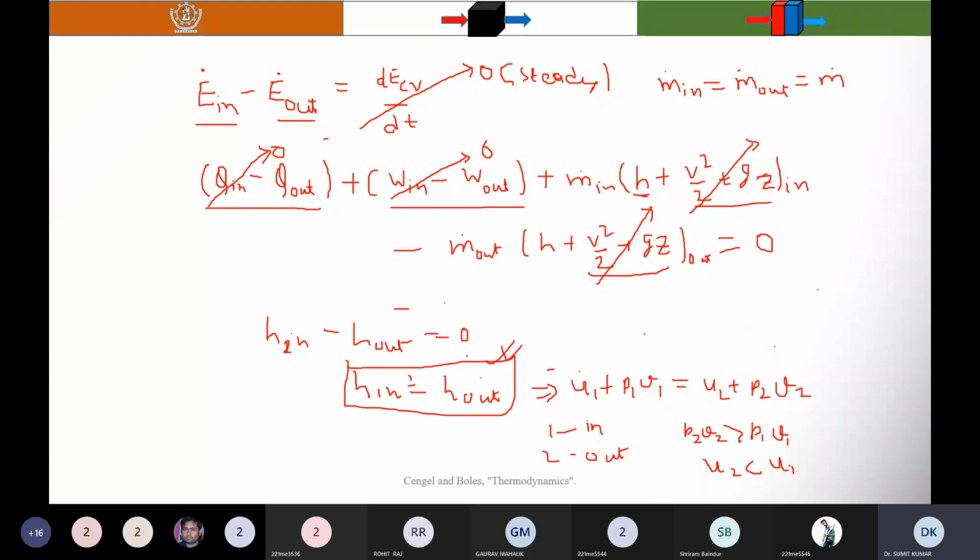You can see that in the case of flow energy, if the flow energy increases during the process, meaning P2 V2 is greater than P1 V1, then internal energy decreases, and so temperature decreases. I already discussed these things. The internal energy decreases, which is accompanied by a drop in temperature. Next, the reverse: if P2 V2 is less than P1 V1, then you can say that U2 is greater than U1.